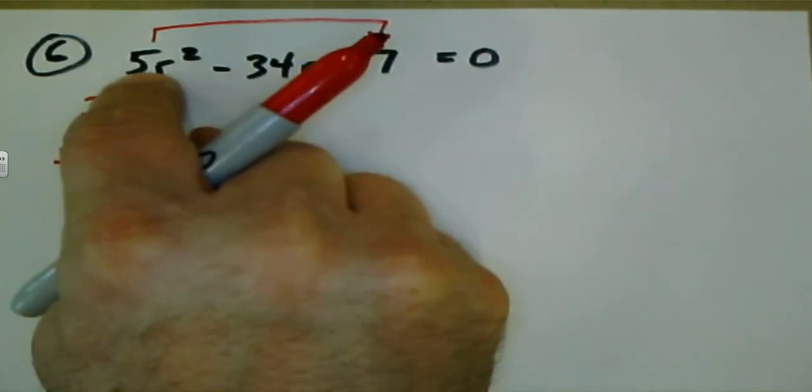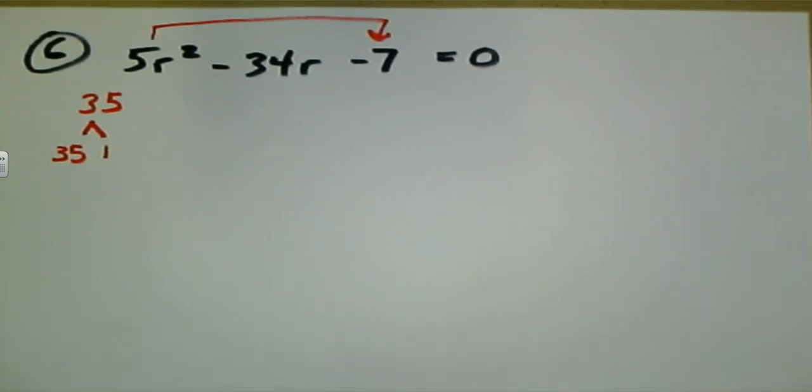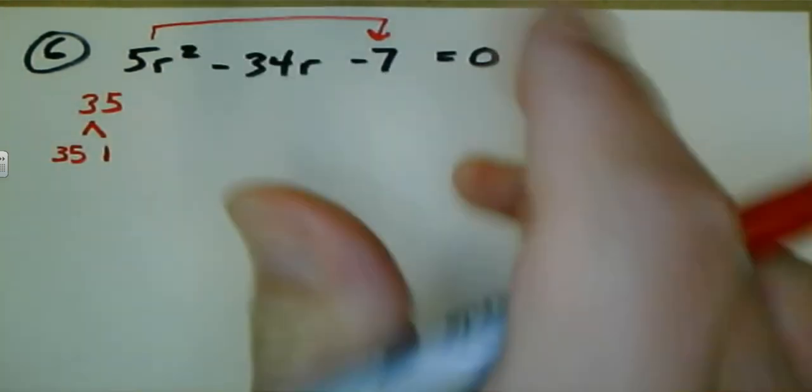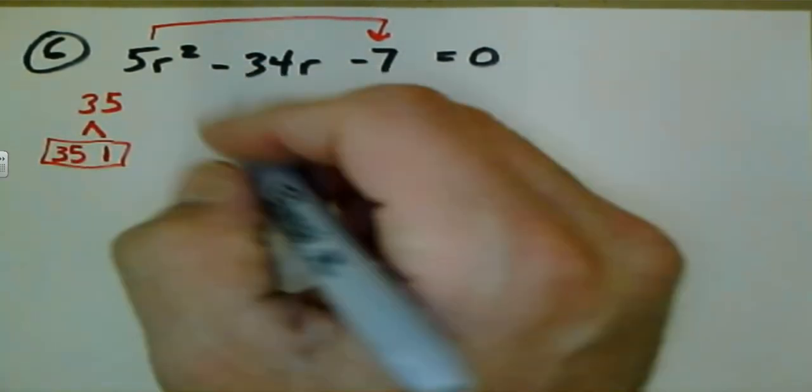35 divided by 5 is what? 7. Is 7 one of the answers? Yes, it is. So we're good. Either 7 or negative 7 because it depends. So we need to use this set. We don't need to go on.